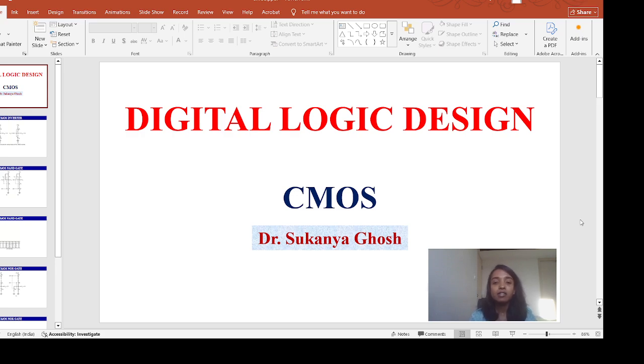Welcome back. So today we will discuss complementary metal oxide semiconductor, or CMOS. The CMOS logic family uses both P and N channel MOSFETs in the same circuit to realize several advantages over the PMOS and the NMOS families. What are the advantages of the CMOS? The CMOS family is faster and it consumes less power than other MOS families.